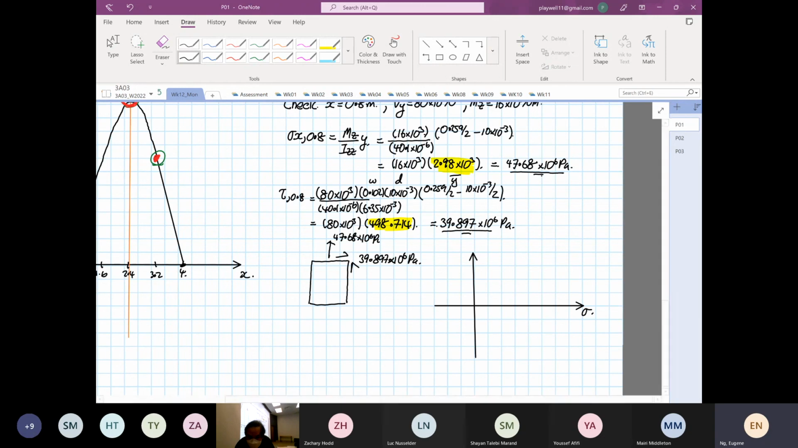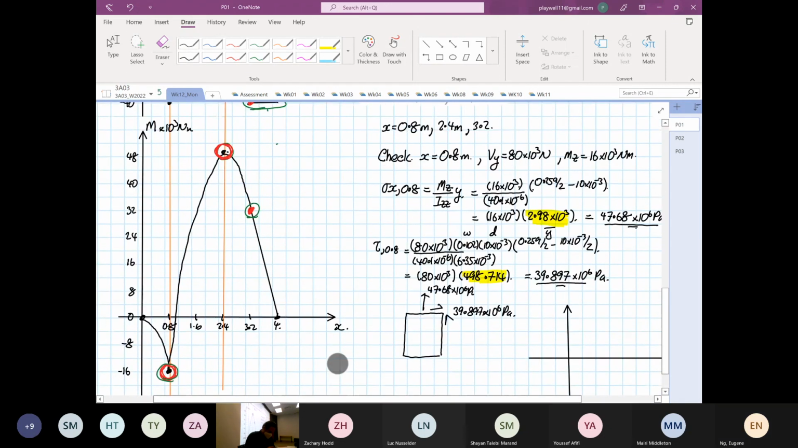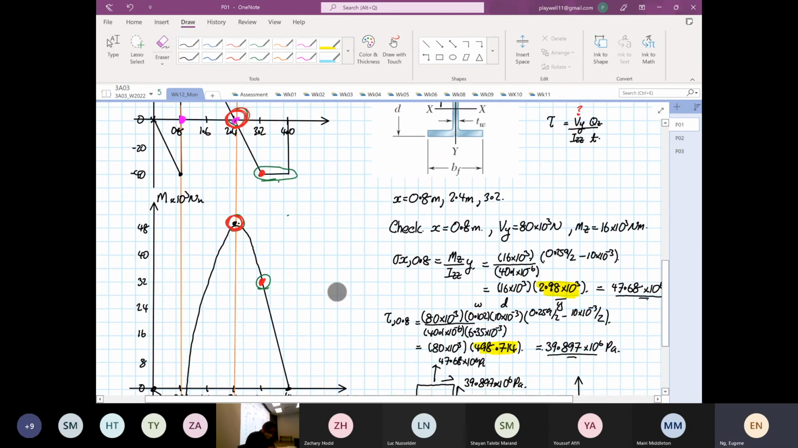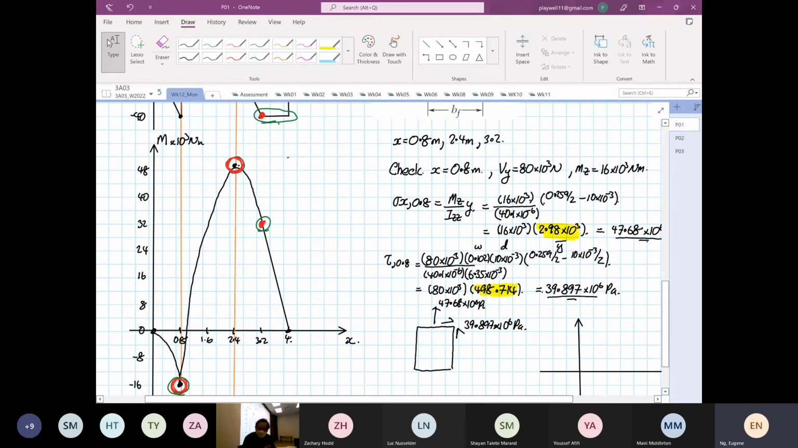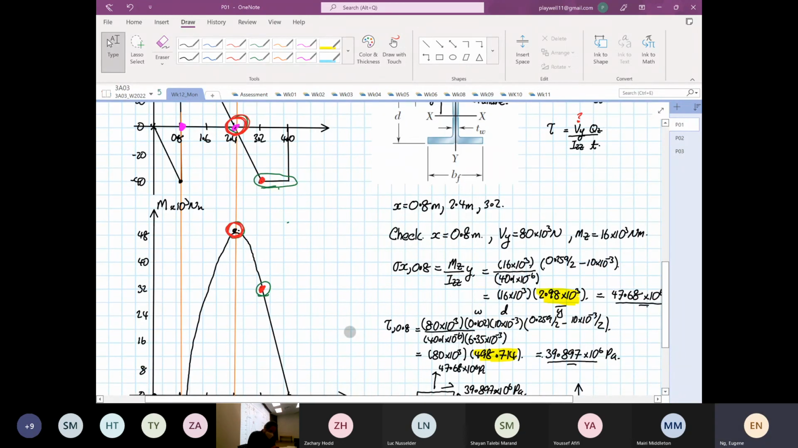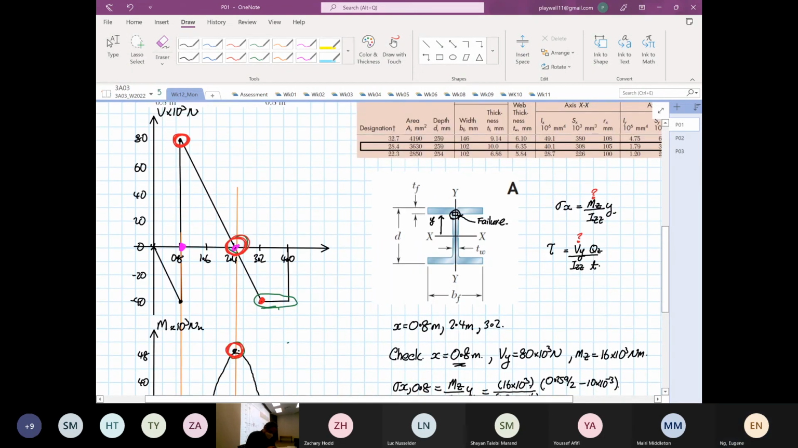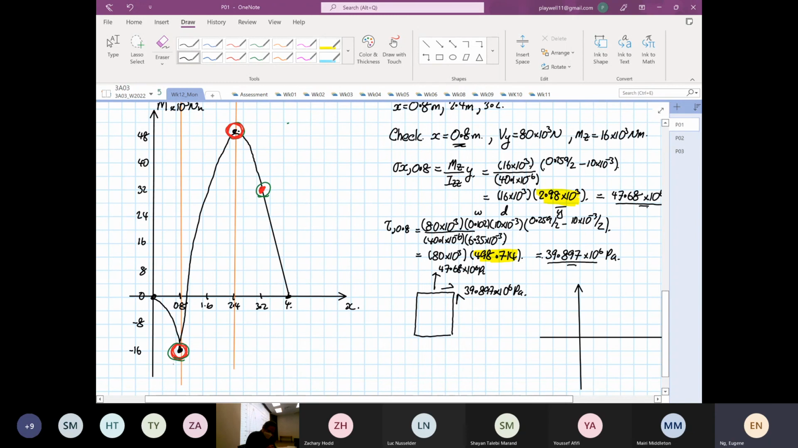Julia asks, for Mz, why didn't we make it 16? And for the tau, why do you use 80 instead of minus 40? Julia, I'm checking at point x equal to 0.8. So I'm using the 80, the bigger value, and I'm using the minus 16. Julia, does that make sense? You don't use the smaller value. You use the bigger value at x equal to 0.8.